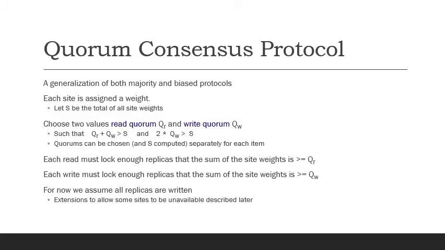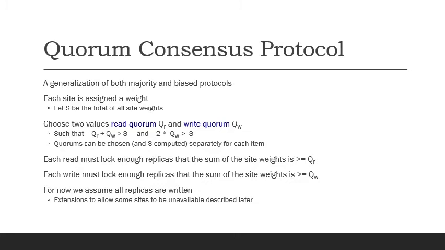Now let's see the quorum consensus protocol. The quorum consensus protocol is a generalization of the majority protocol. The quorum consensus protocol assigns each site a non-negative weight. It assigns read and write operations on an item X two integers called read quorum QR and write quorum QW that must satisfy the following condition, where S is the total weight of all sites at which X resides. So QR plus QW greater than S and 2 times QW greater than S.